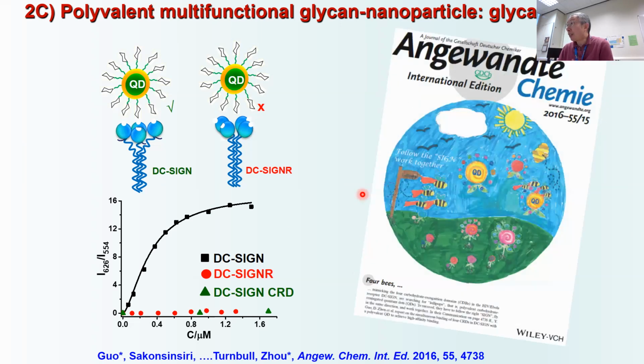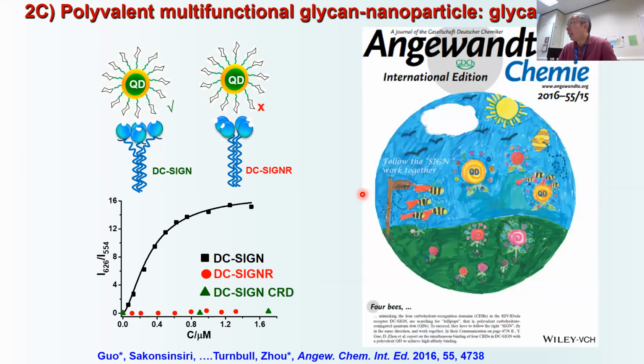This work has also been highlighted as a cover in Angewandte Chemie. This simply shows you have to have the four binding domains working together in order to bind strongly to the sugar-coated quantum dots. Although with the monomers we have been able to differentiate DC-SIGN from DC-SIGNR, for DC-SIGNR we cannot differentiate it with the monovalent CRD. So exactly how the binding appears, we still don't know.